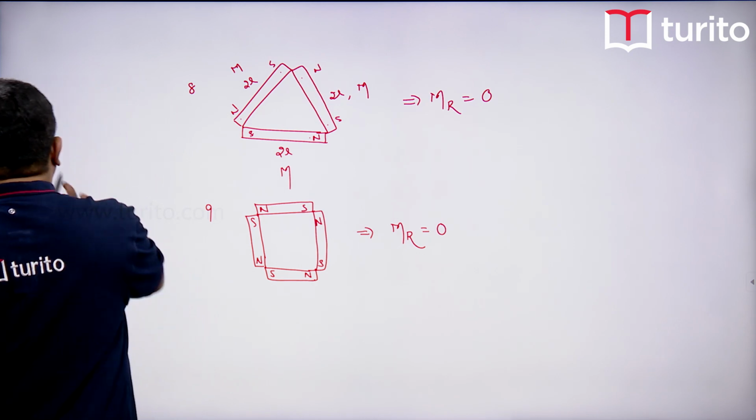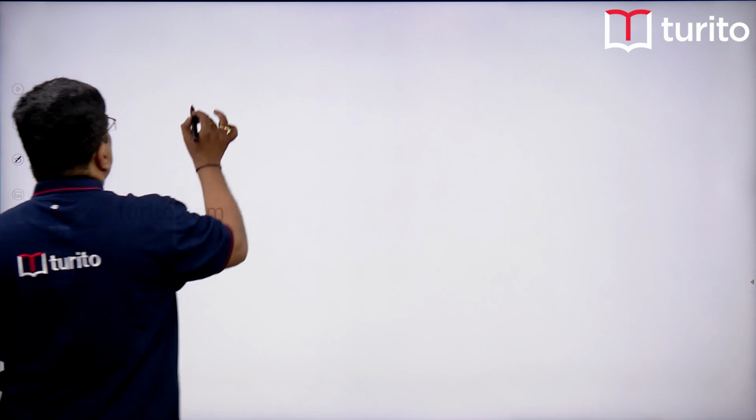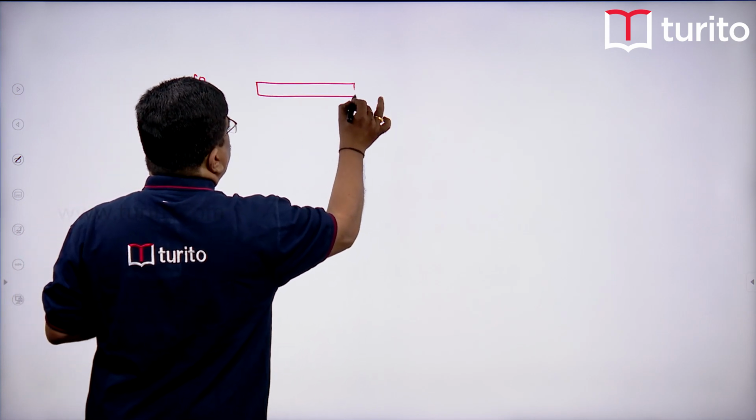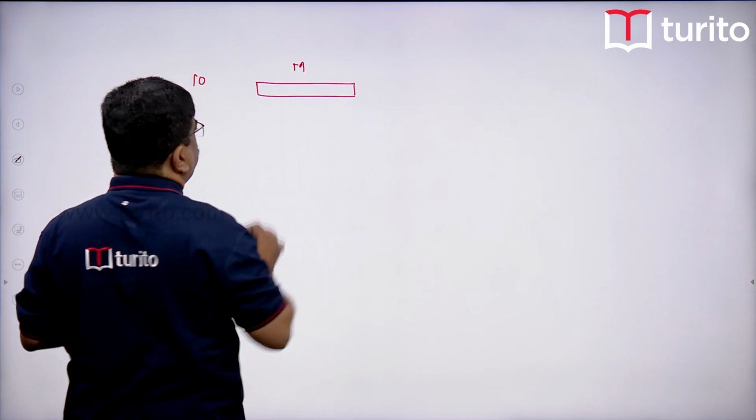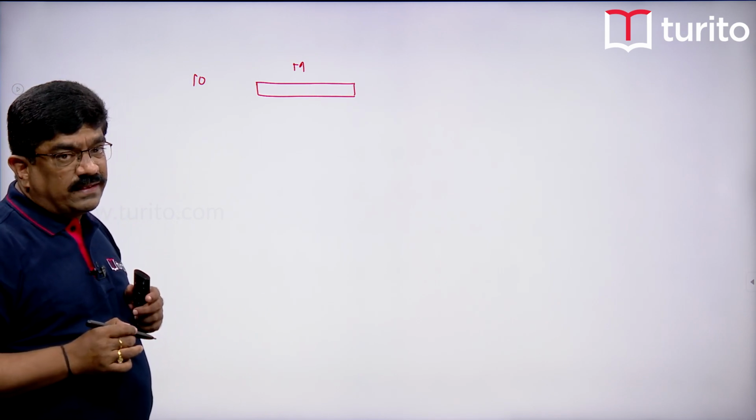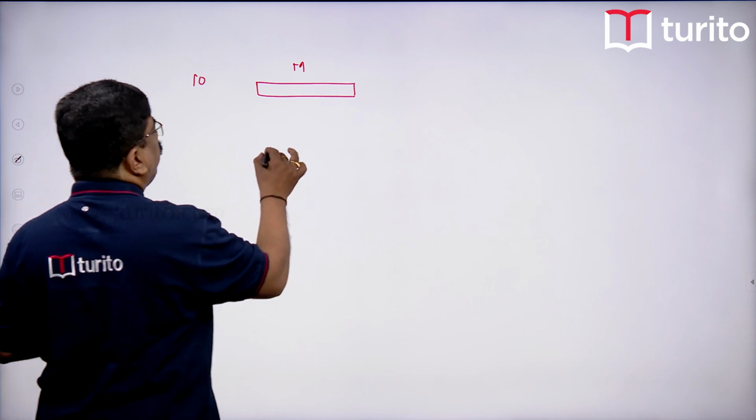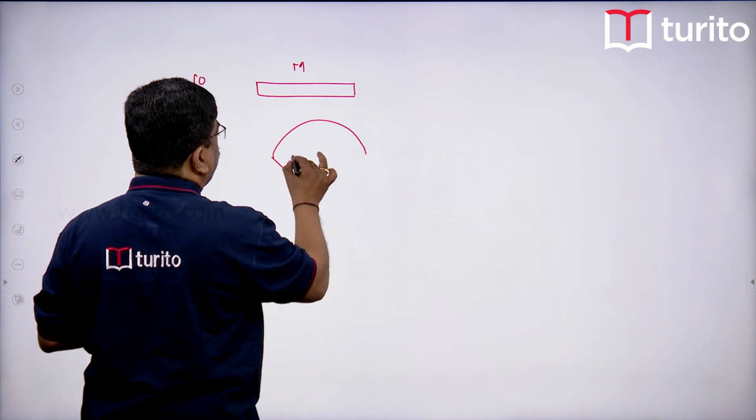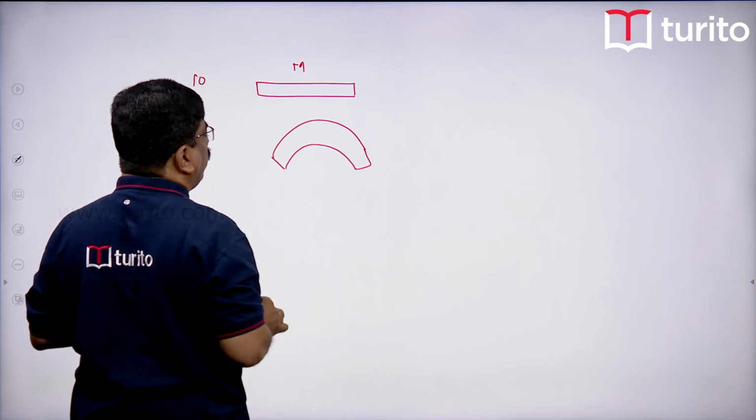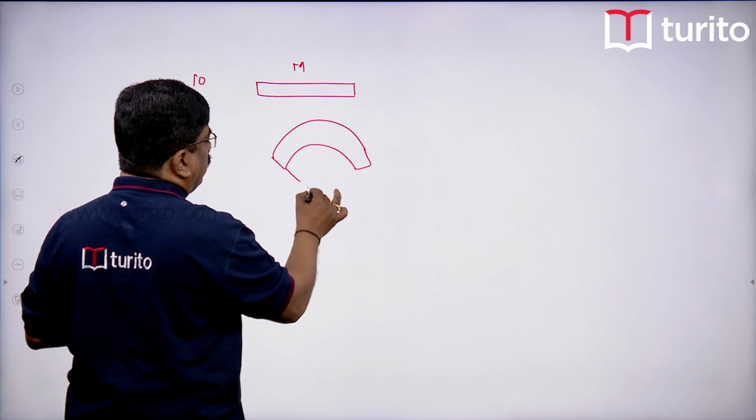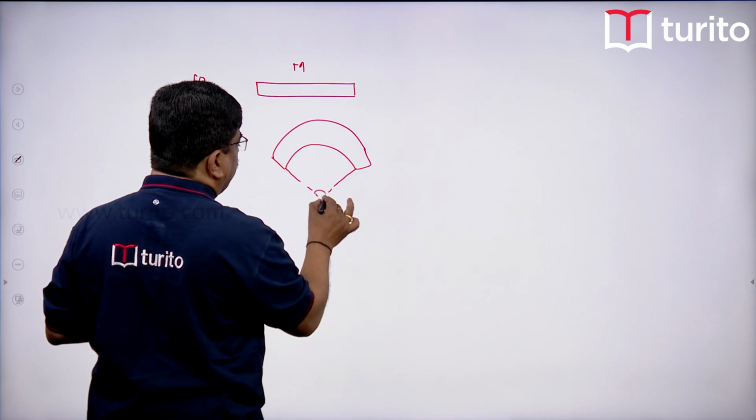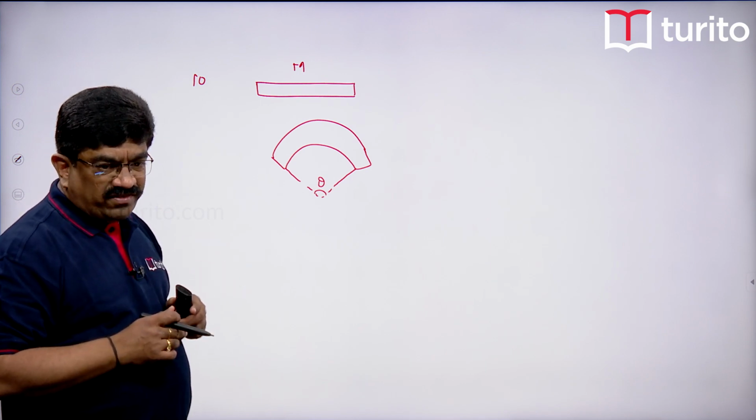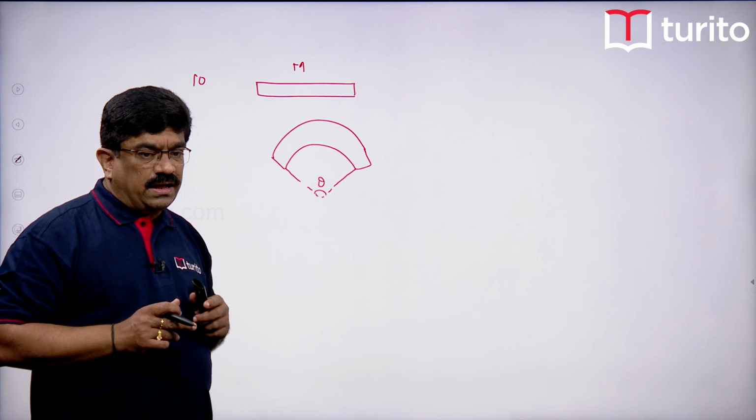And after that, some more important points related to magnetic moment. Let us consider one bar magnet whose magnetic moment is M. In the problem, if it is mentioned that the bar magnet is bent in the form of an arc of a circle such that it subtends an angle theta at the center.